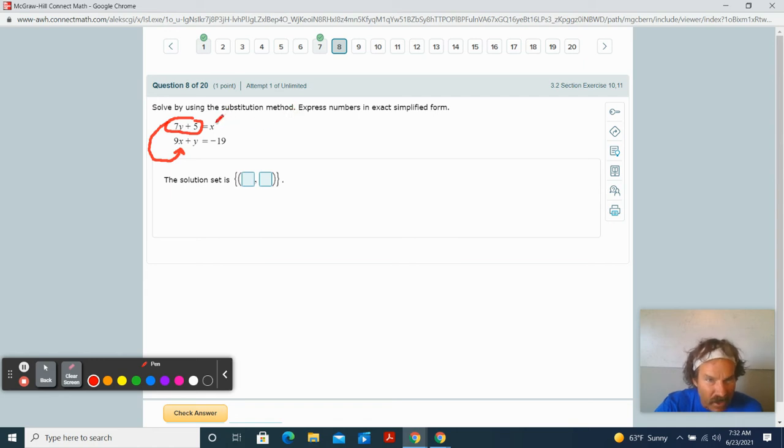You look to see which variable is solved for. What does that mean, solved for? Solved for means it's by itself. If the variable is by itself, it is solved for. I'm sure we're going to get to one where the variable is not solved for.